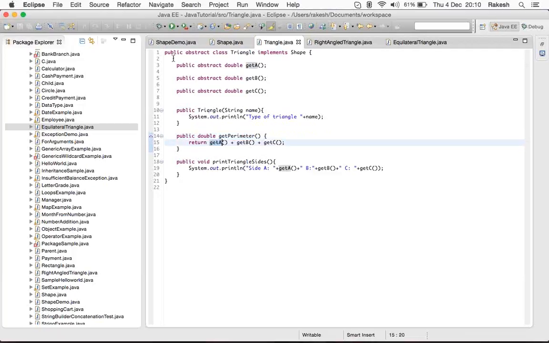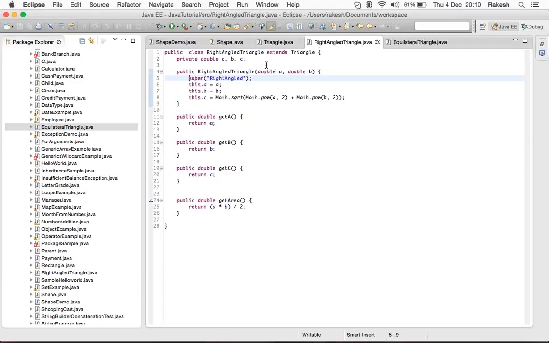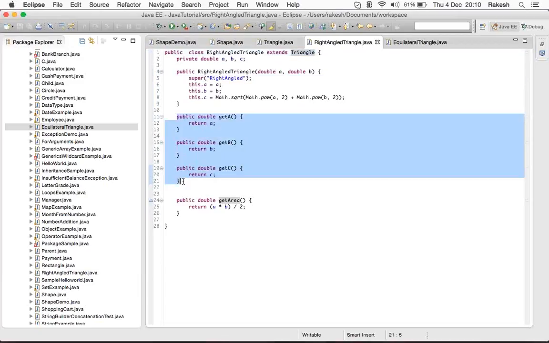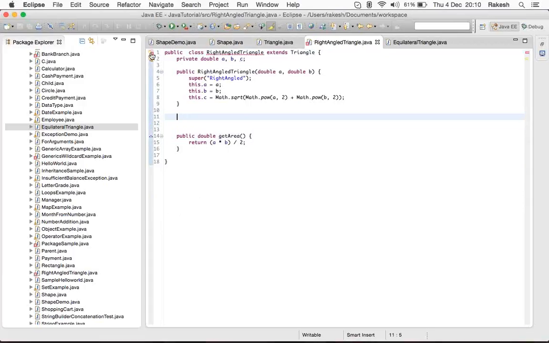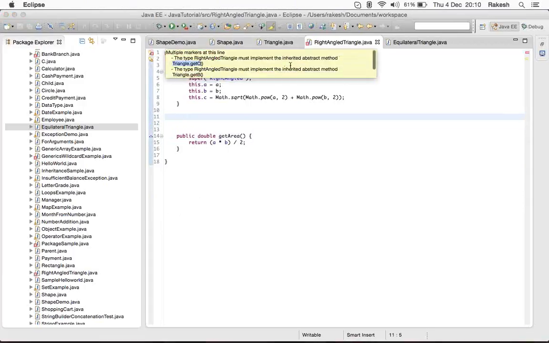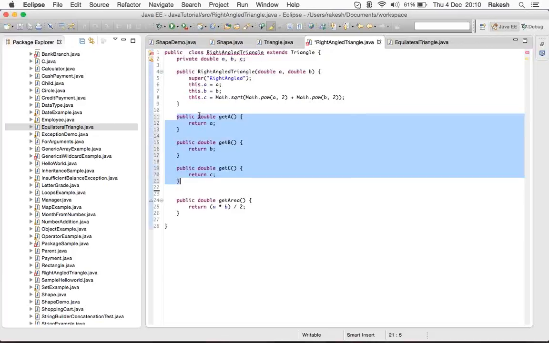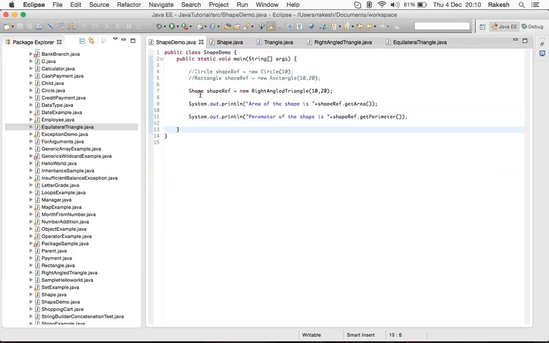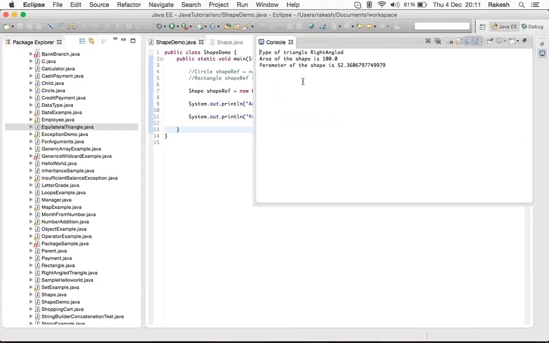So it declared additional abstract methods, getA, getB, and getC, which the subclasses need to provide the implementation for. If you go to the right angle triangle, which is a subclass of triangle, and I don't declare these methods, I'll get a compilation error. It says the right angle triangle must implement the inherited abstract methods triangle.getC, triangle.getB, right? And now I am able to run this particular example with the same output.